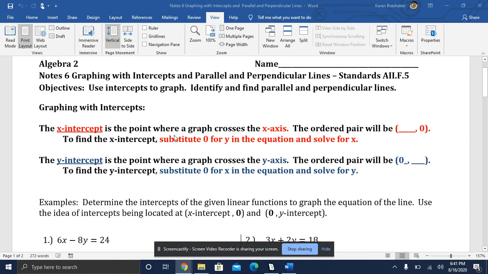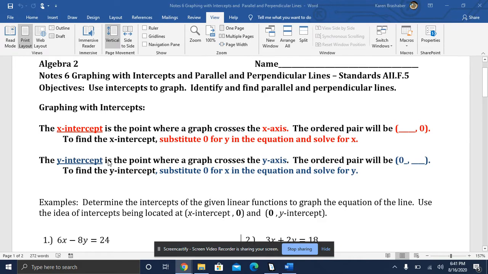So to find that x-intercept, you can substitute 0 where the y is in the equation and solve for x. Then we also have the y-intercept. Now, you've talked about the y-intercept already when we worked on our slope-intercept equation, y equals mx plus b. The y-intercept is the b.